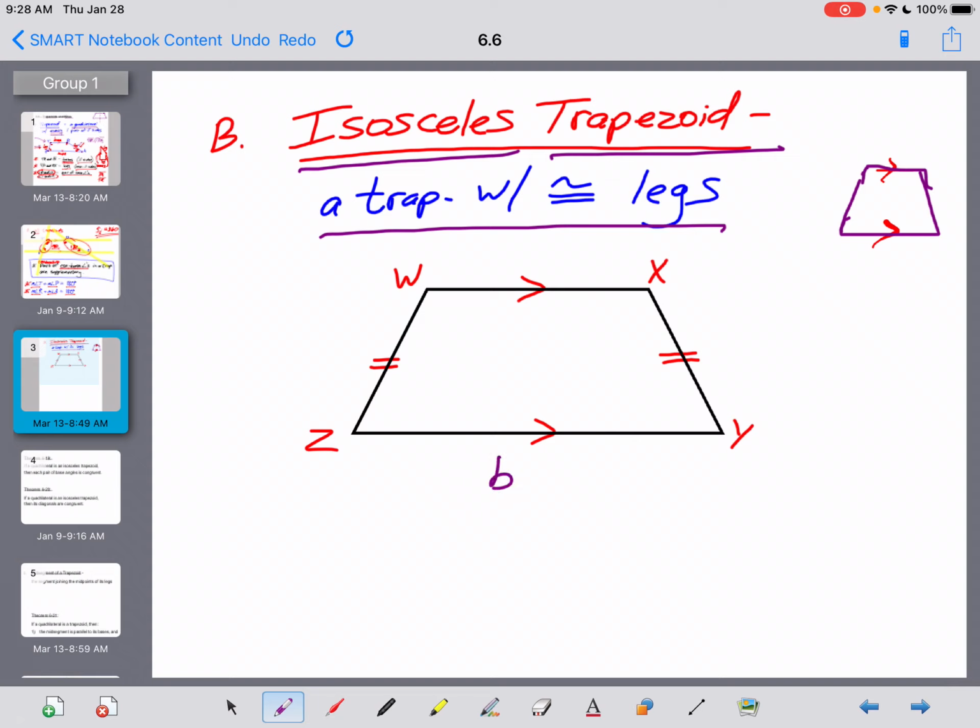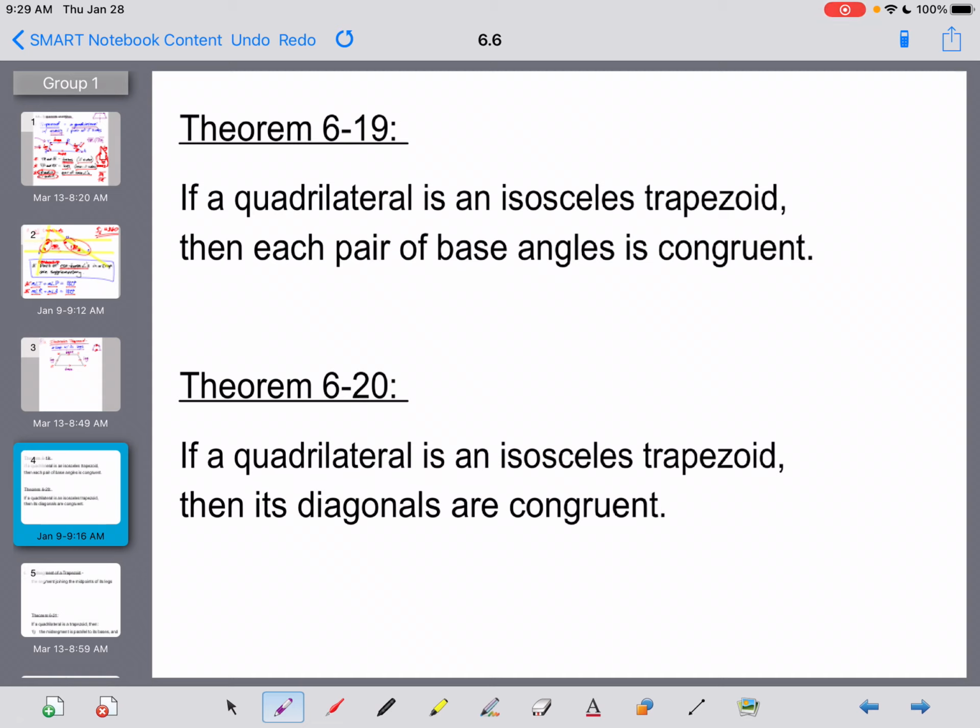Remember, everybody, your vocab. The bases are the two parallel sides. So we've got a base on the top and a base on the bottom. The legs are the non-parallel sides. So WZ is a leg, and XY is a leg, and sure enough, because of the red double tick marks there, we can see that WZ is congruent to XY, so this diagram is in fact an isosceles trapezoid. It's a trapezoid with congruent legs. Okay, everybody, that's the definition of an isosceles trapezoid, and that's an example of what it looks like. Let's learn a little bit more about it. Two theorems now, everybody.